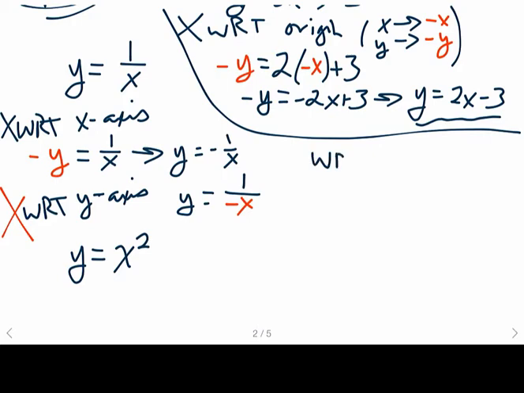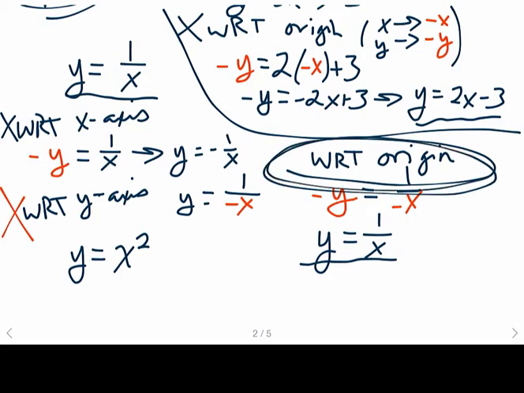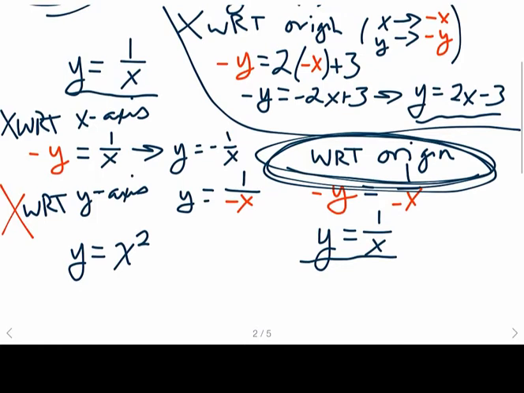Finally, checking for symmetry with respect to the origin, we're going to replace x by negative x and y by negative y, giving us negative y is equal to 1 over negative x. As it happens, when I simplify this, say solve for y, I end up with y equals 1 over x, which matches what we started with. And so the graph of this relation would be symmetric with respect to the origin. So that's what it looks like to succeed in one of these.